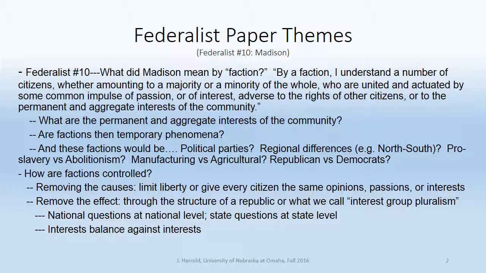Or, you could look at, again, going back to structure, national questions are resolved at some national level and state questions at the state level, and that interests balance against interests again, interest group liberalism. So that was Madison on interests.